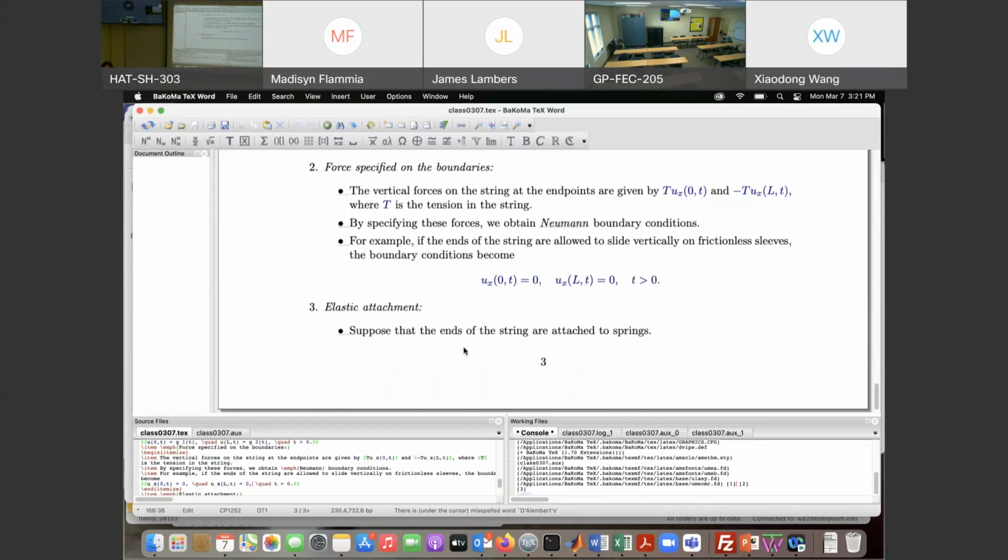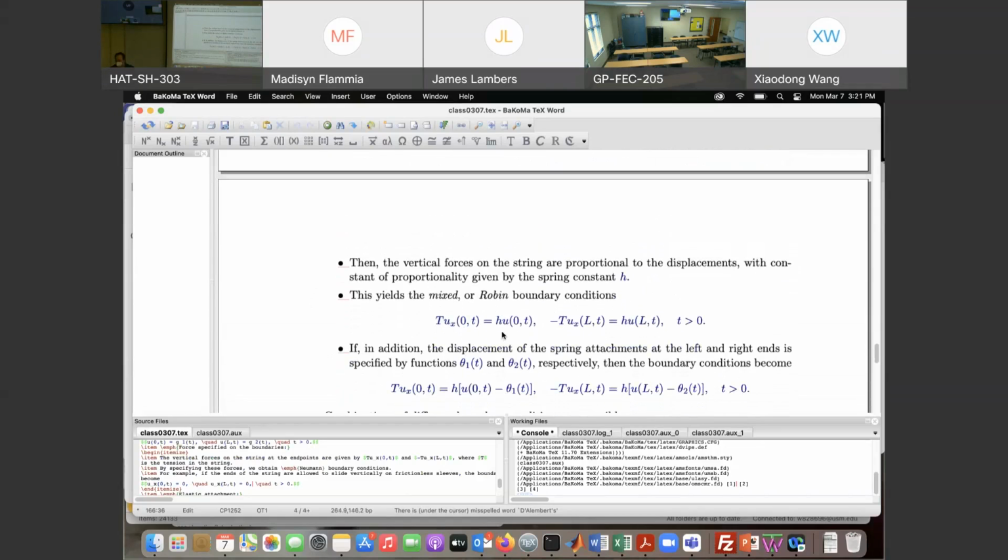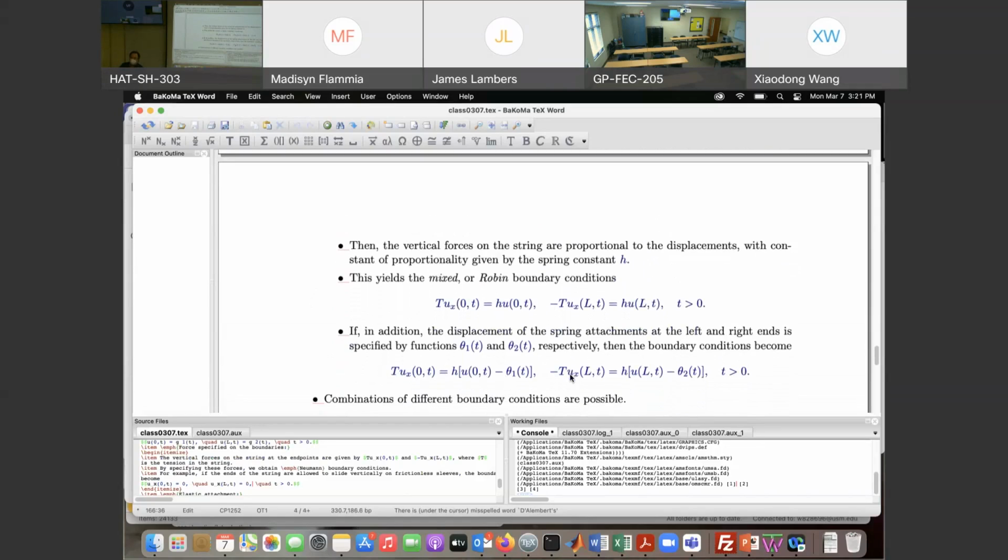And then if the ends of a string are attached to springs, you have mixed or Robin boundary conditions, so both u and du/dx play a role. It's kind of like from a heat equation where you have the temperature of the medium specified instead of the temperature of the rod. So boundary conditions have the same form, where in this case the functions are given. Theta 1 and theta 2 are the displacement of the spring attachments at each end. Not sure where a solution will come about in nature, but mathematically it leads to this boundary condition.